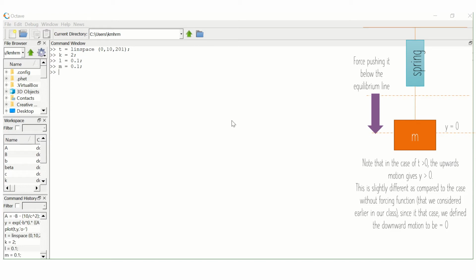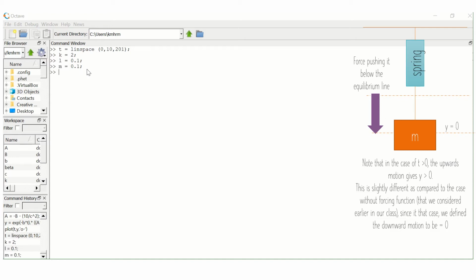One of them, of course, is t. In this case, I define t from 0 to 10, and then you have 201 points in between so that we have a nicer curve later on. Then we have k, which is the spring constant, since we are considering the spring case in this situation. I just put k equals 2, and L, which is the length, just for the sake of simplicity, L equals 0.1 and m equals 0.1.